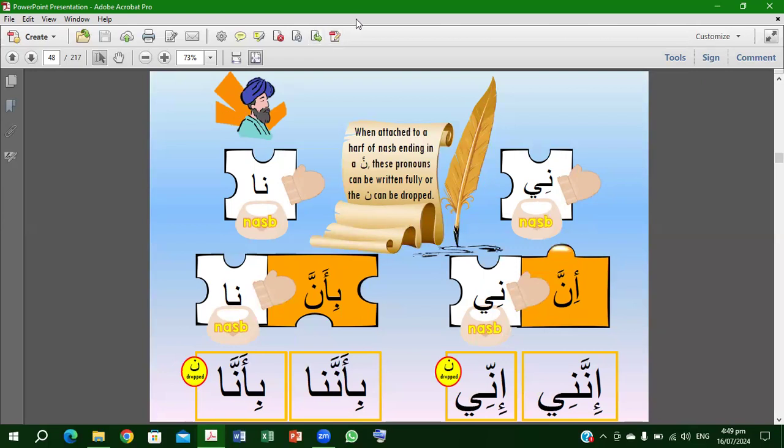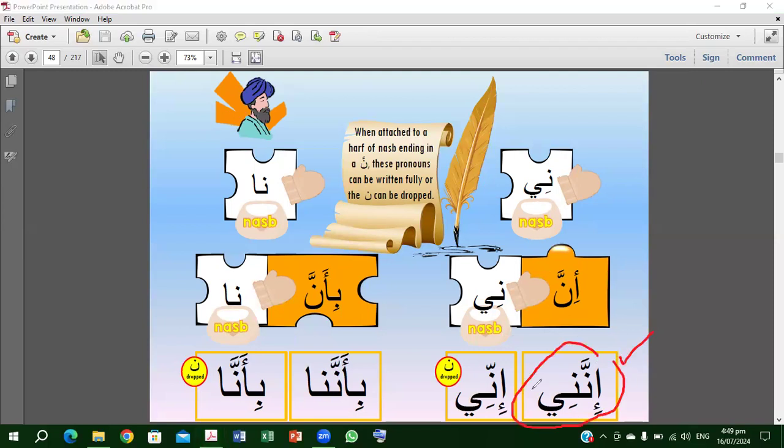It can be innani, as you can see here, like this also it's correct, and this also is correct. But mostly it is preferred to write like this, inni. Innani ko short karke inni. Similarly, if it ends in noon alif na, so it is bi anna. So you can say bi annana or bi anna. Both are correct.